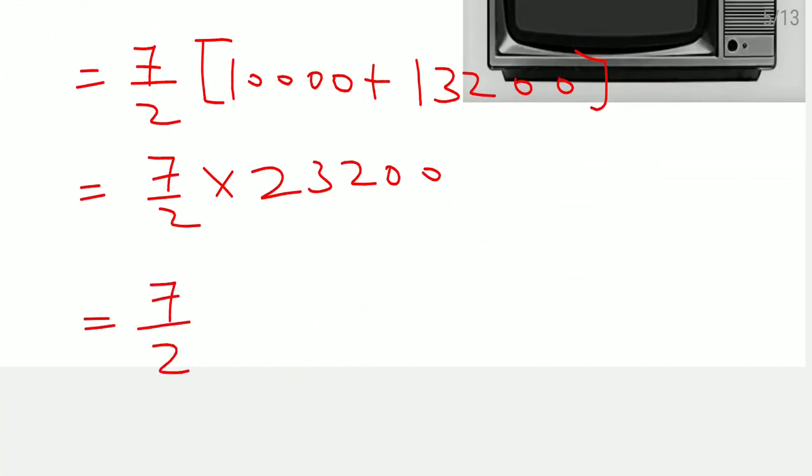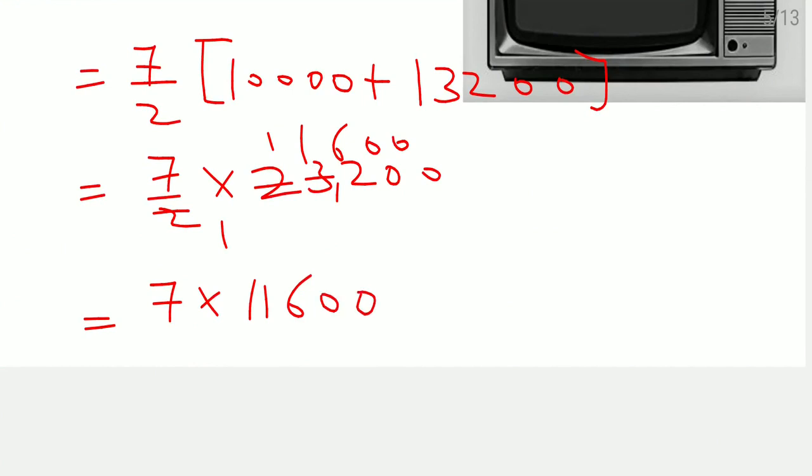7 by 2. Here only I'll show you the division. 2 ones are 2, 2 ones are 2, 2 ones are 2, 2 sixes are 12, and then these 2 zeros here. So into 116, these 2 zeros come as 81,200. Right? So this is the production in the first 7 years.